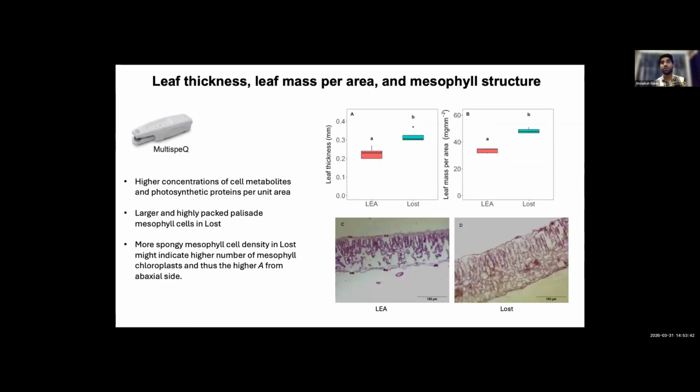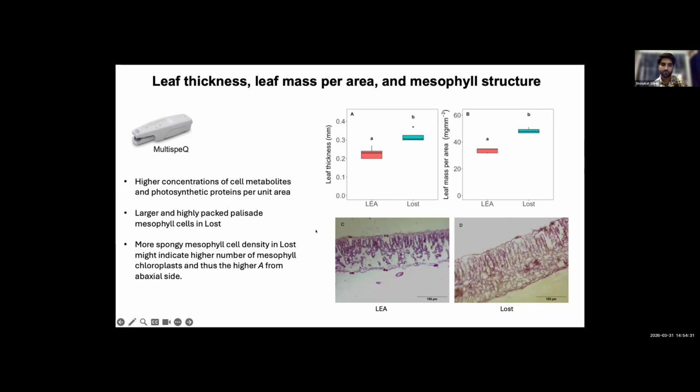Then we wanted to know what the underlying factors could be explaining this. For that, we measured the leaf thickness, leaf mass per area, and also stomatal structure and mesophyll structure in the two species. We did this, by the way, with an instrument called MultispeQ. We observed that both leaf thickness and leaf mass per area were higher in the wild species. And we also did the microtomy. This higher leaf thickness could indicate that the concentration of cell metabolites and the photosynthetic proteins could be higher in this wild species.